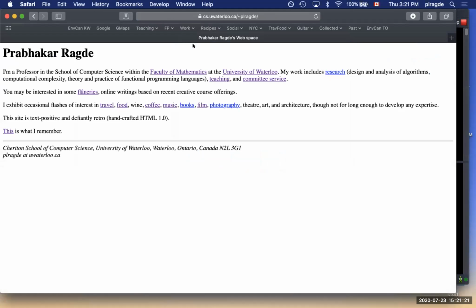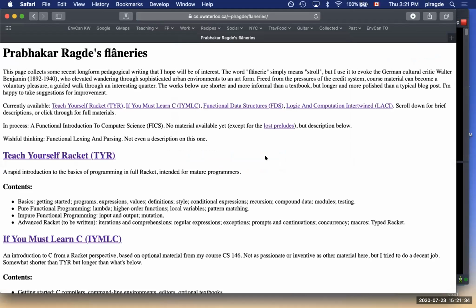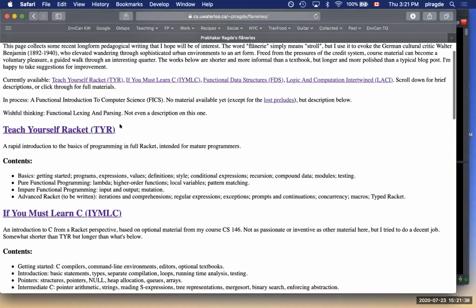It's deliberately retro, and if you find the French word flânerie, which means a casual walk or stroll, this is what I've been calling these things I've been posting online. There's a bunch of things here. There's one called Teach Yourself Racket, which is very brief, and that might be a useful reference for you, or if you're interested in particular details of Racket, or if you want another perspective.